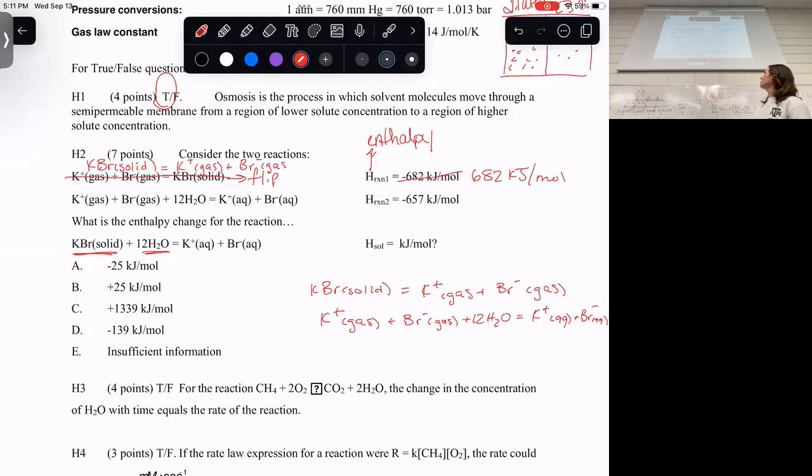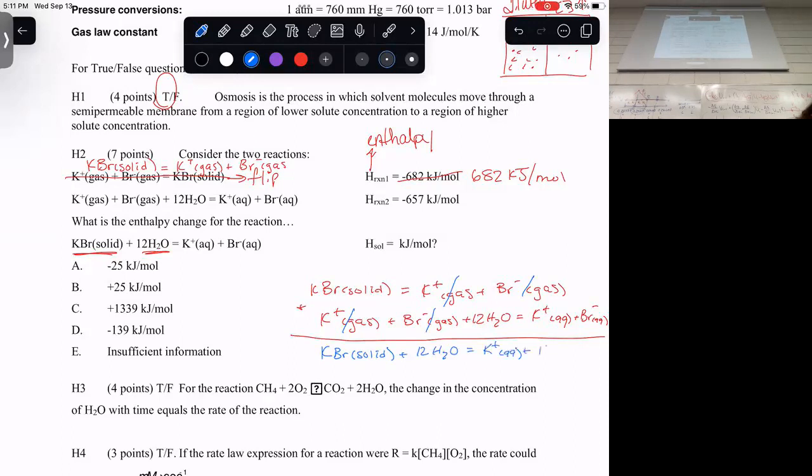And if we were to add those two together, what cancels out? Stuff that exists in both, the stuff that exists on both the reactant and the product side. So here that is your K plus gas and your Br minus gas. We add those two together and we get KBr solid, 12H2O, K plus aqueous, and Br minus aqueous.